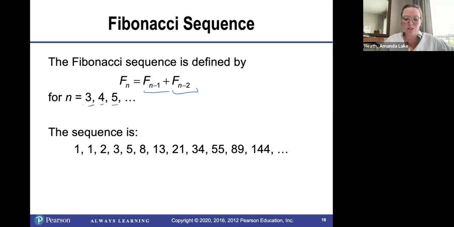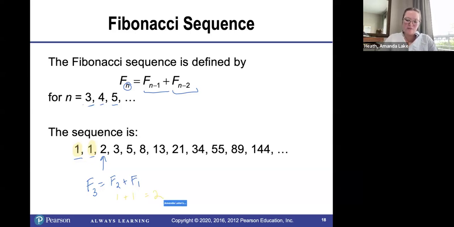the Fibonacci sequence only works when we start where n is equal to 3, right? Because n minus 2 would not make sense if we started with n equals 1. We can't have a 0 or negative term. So the sequence starts with 1 and 1. And so given the way this is defined, the third Fibonacci number, F3, is F2 plus F1. F2 is 1, F1 is 1. So F3 is equal to 2.